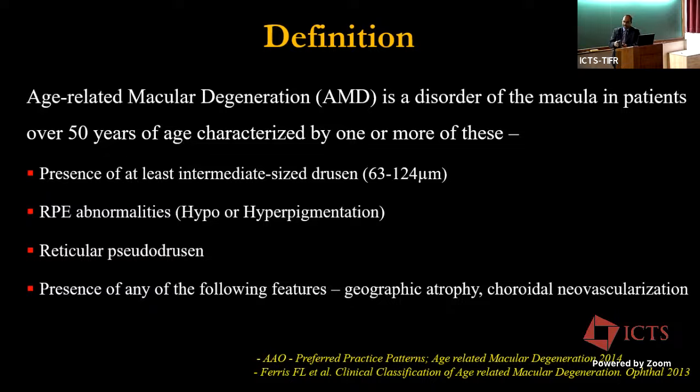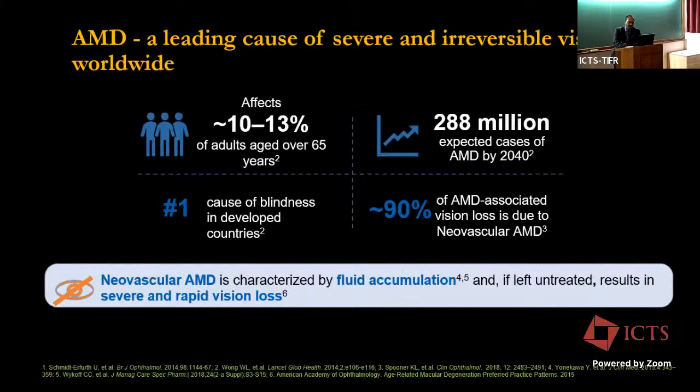RPE abnormalities, hypo or hyperpigmentation, reticular pseudodrusen, again, we'll talk about these, and presence of any of the late, more malignant features, geographic atrophy, or choroidal neovascularization.